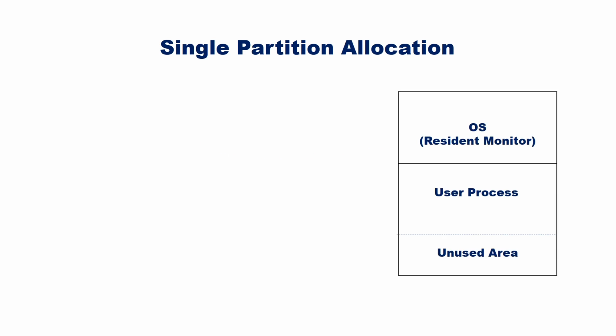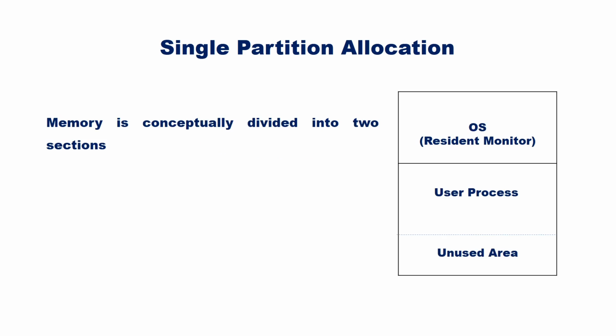Let us discuss the contiguous allocation techniques. Contiguous allocation is the allocation technique that was used in earlier computers. Single partition allocation is one of the earliest and simplest memory management approaches. In single partition allocation, memory is conceptually divided into two sections, one for the operating system and one for the user process. This type of organization allows only one process in memory at a time. That is, only one process can be executed at a time.